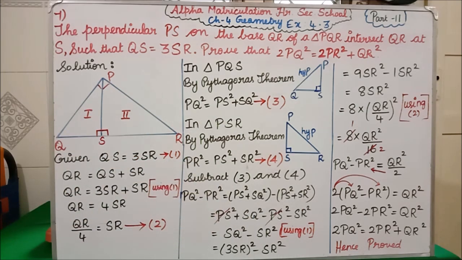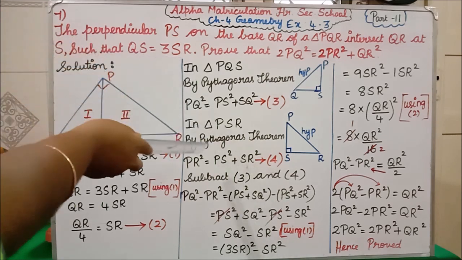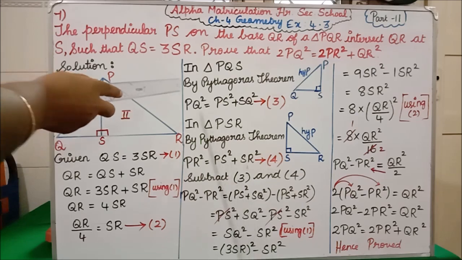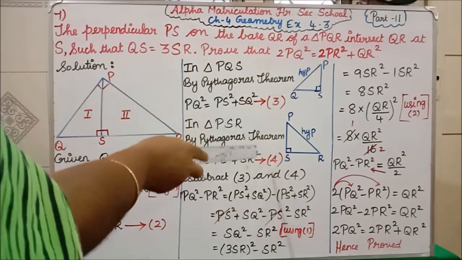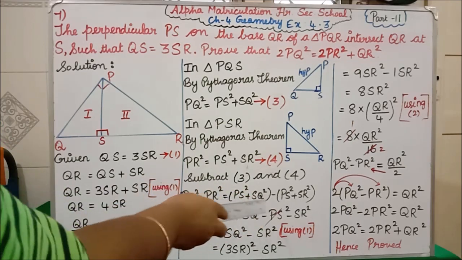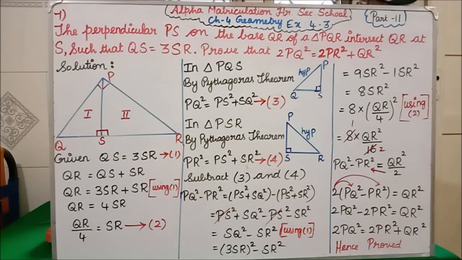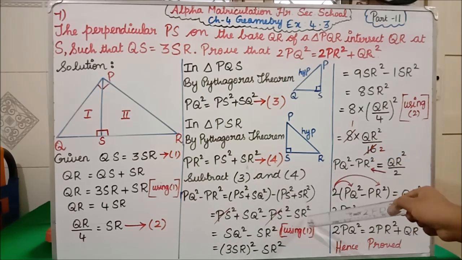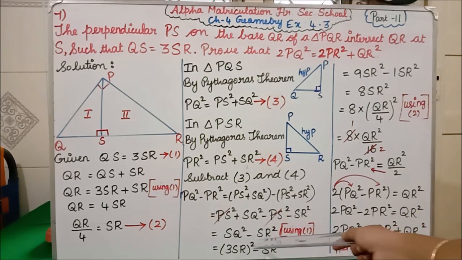Can you understand? We are subtracting equations 3 and 4. We are subtracting the LHS separately and the RHS separately. See here, I have done it. Next step, this minus will go inside: minus PS square, minus into plus, minus SR square. Here plus PS square, here minus PS square, they cancel. Now the remaining is SQ square minus SR square.